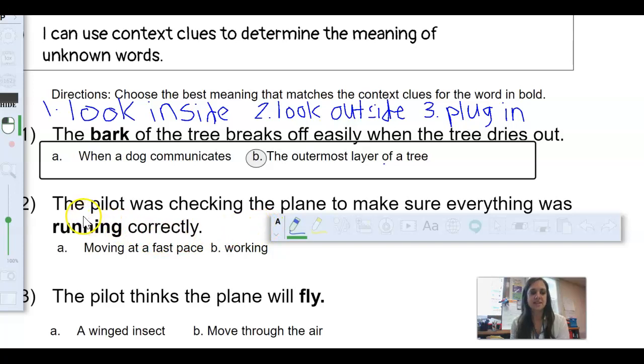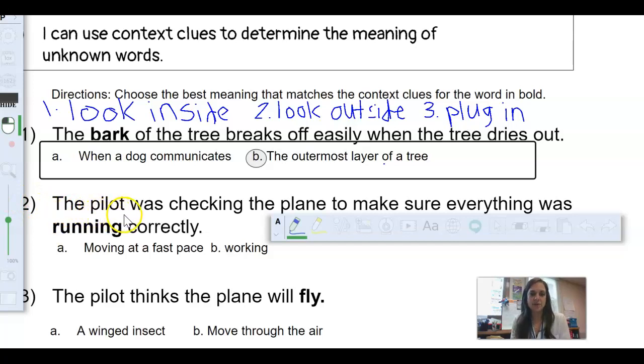Let's read our next. The pilot was checking the plane to make sure everything was running correctly. Okay, again, we're going to look inside. Running. Well, when I think of the word running, I think of someone that moves at a fast pace, or I think of something that's working.